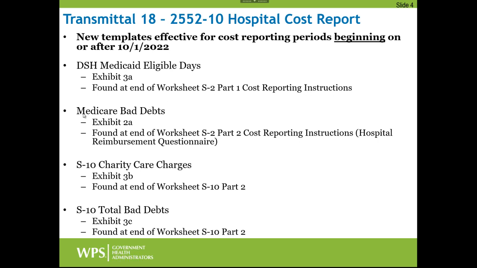Medicare bad debts that we're talking about today will be found in Exhibit 2A, which can be found at the end of Worksheet S-2 Part 2 of the cost report. That's the hospital cost report reimbursement questionnaire. And then we have the S10 charity care charges, Exhibit 3B, and S10 total bad debts, Exhibit 3C. Those are both found at the end of Worksheet S-10 Part 2. Again, we're focusing on the Medicare bad debts. There will be a video covering DISH and the two S10 listings.